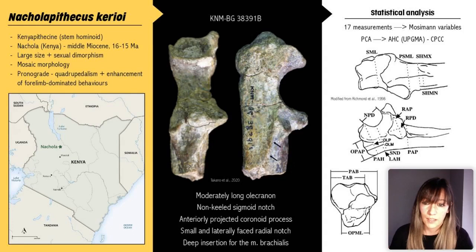As I said, it has been described as a pronograde primate that might rely on general arboreal quadrupedalism, and it probably had unique limb proportions with relatively large forelimbs related to the hind limbs, and a series of derived traits that relate to forelimb-dominated behaviors such as vertical climbing.